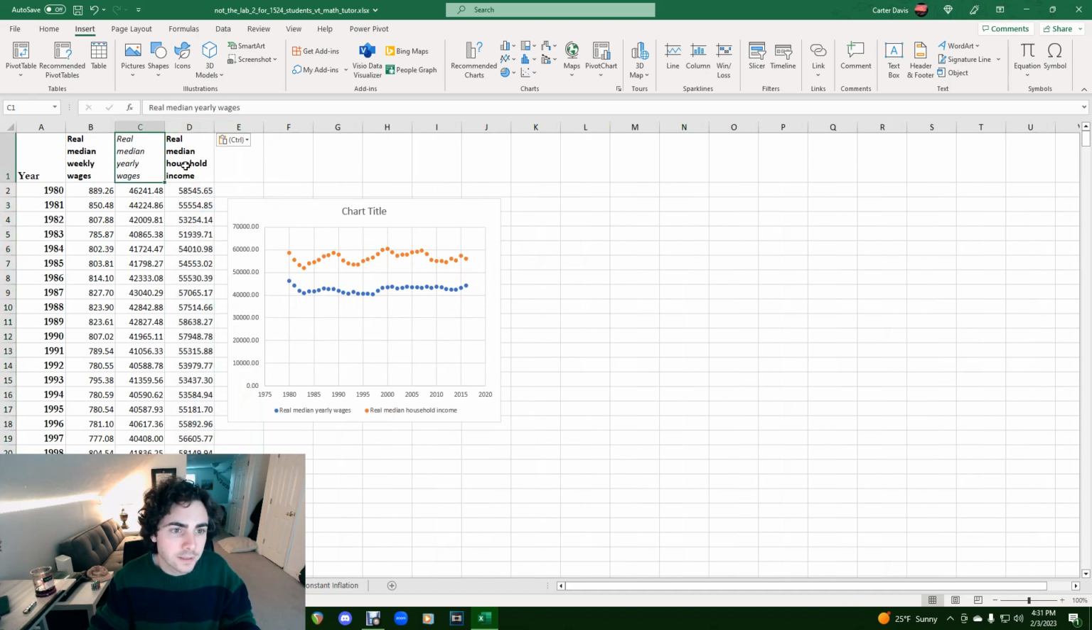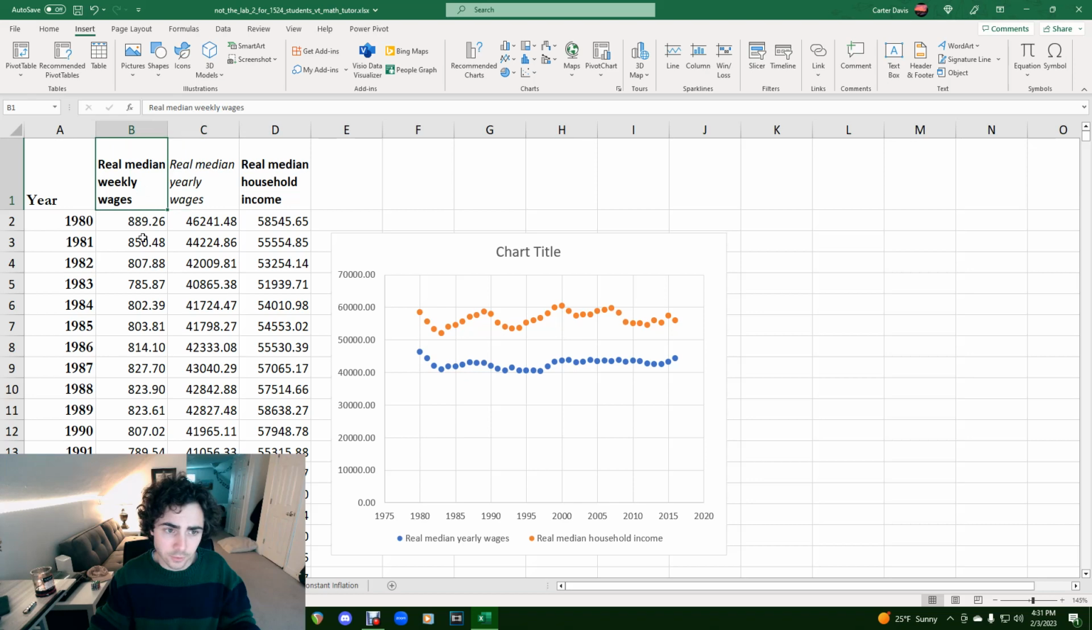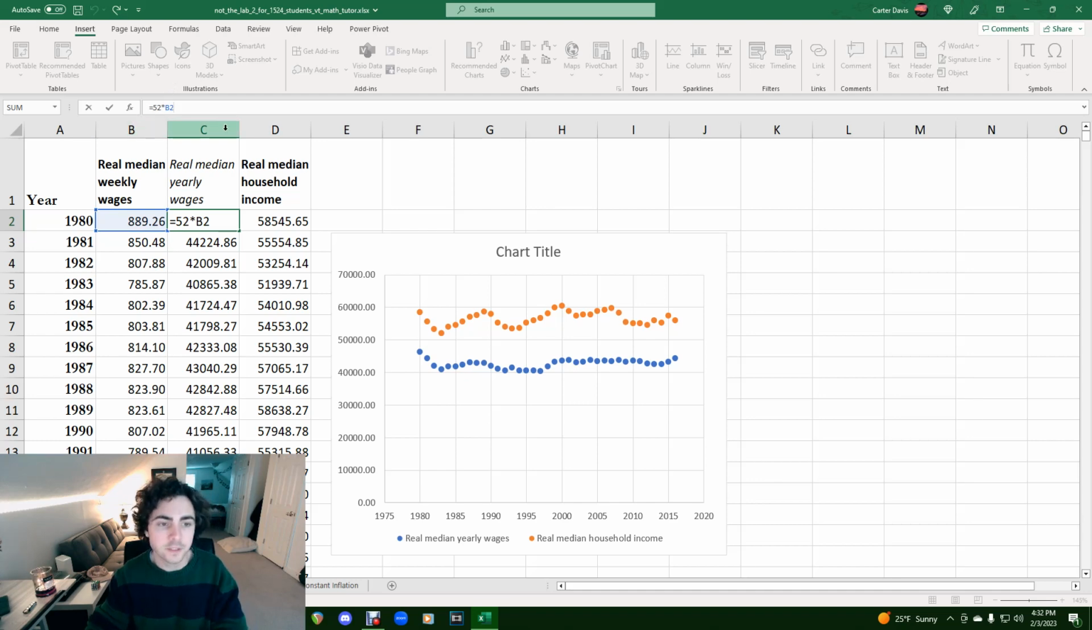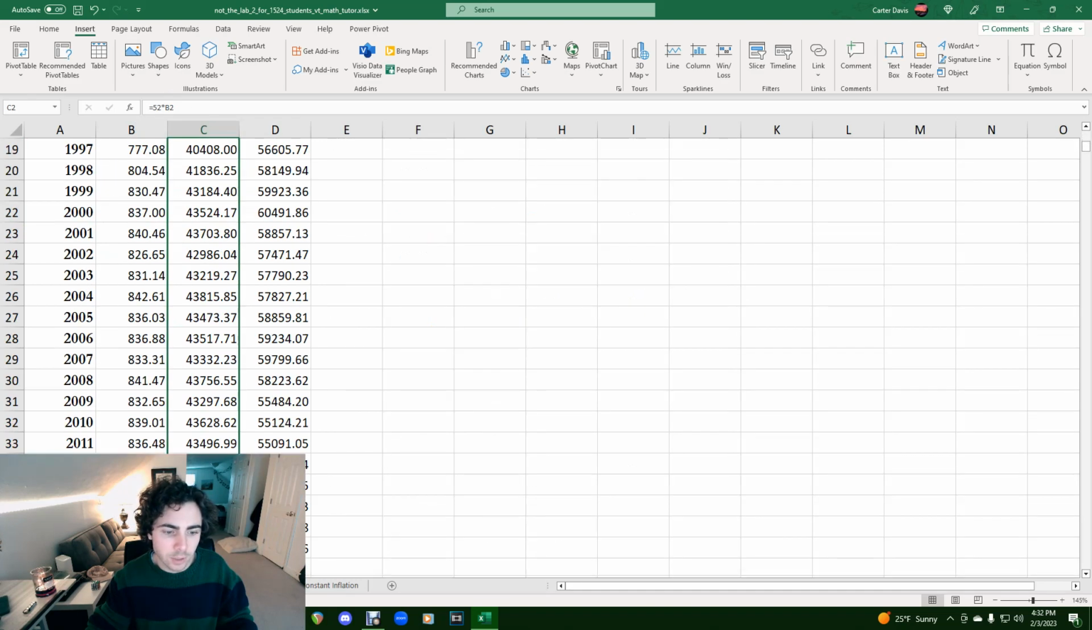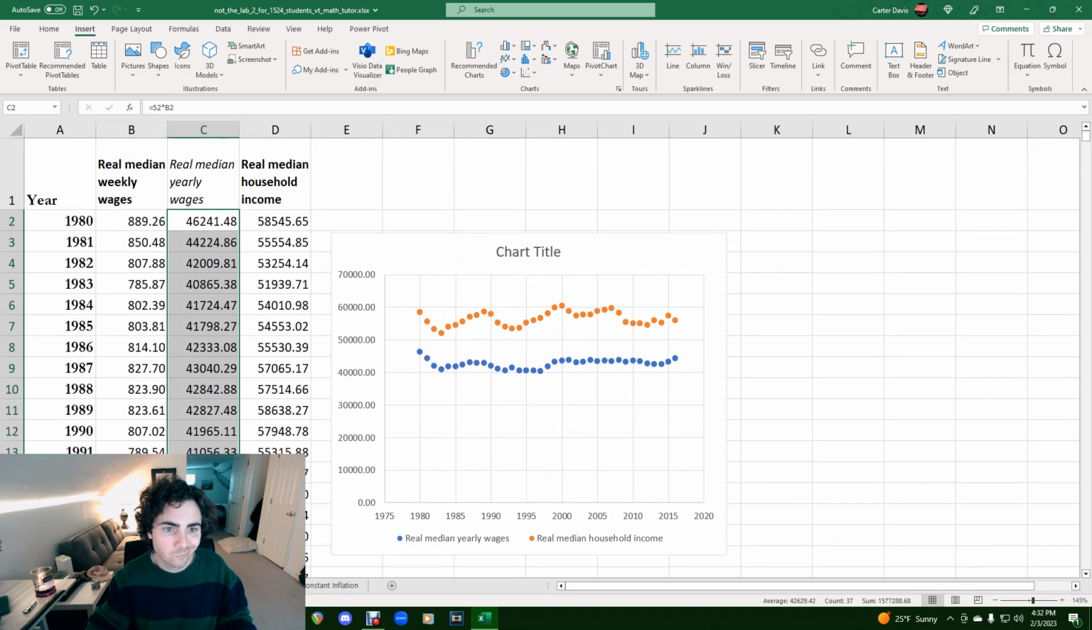So then I think it says something about how, if these are the weekly wages and these are the household incomes, then obviously these are going to be much less than this until we multiply the weekly wages by 52, so you're not just measuring the weekly wages but the yearly wages. All they have us do in this column, real median yearly wages, is look at this cell here. You take the weekly wage and multiply it by 52 because there are 52 weeks in 1 year. Then you drag this down to fill in the rest. That's pretty much it.